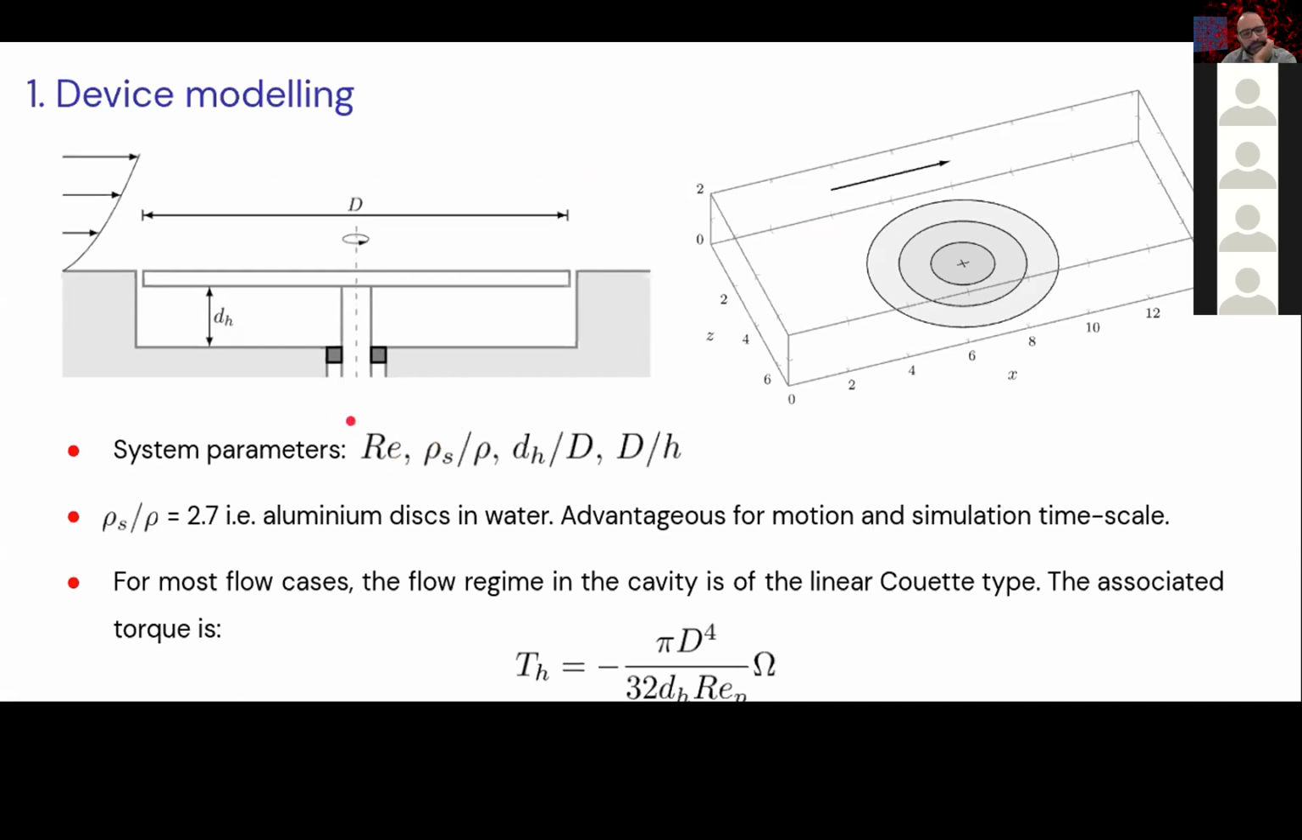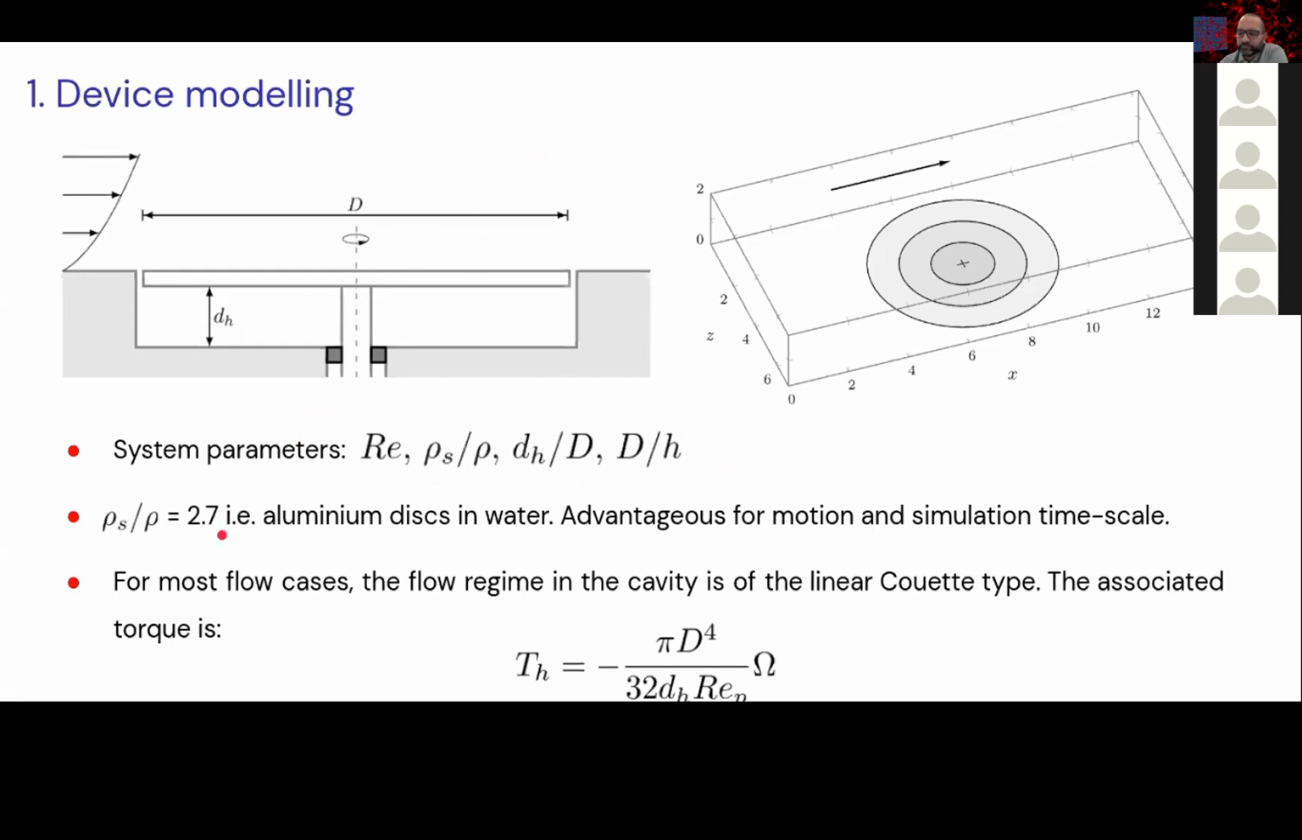We will fix some of the parameters. We mostly vary the disk dimension, the disk size. However, some choices have to be made. For example, the density ratio, we fix it at 2.7. This is an important choice because such a low ratio allows the time scale of the disk oscillations to be short enough to provide good statistical convergence and to not produce overly long simulations.